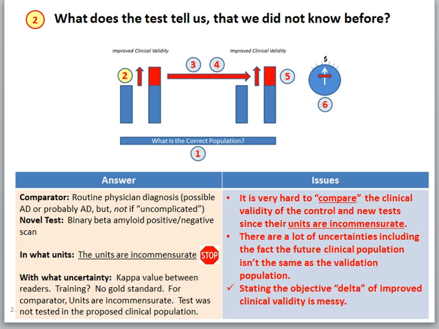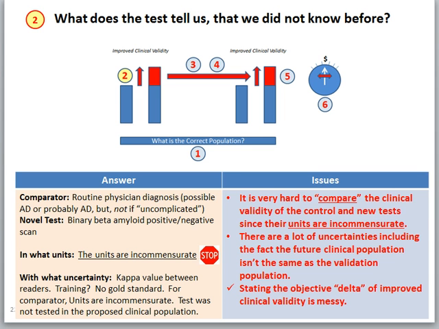With what uncertainty? Well, you've got some uncertainties. There's a kappa value between different radiologists reading the test. There's issues about what kind of training you'll have. There's some uncertainty because here, the actual clinical validity of the test, you can't just immediately autopsy someone the next day and find out if the test was correct or not. So in a sense, there's no gold standard.